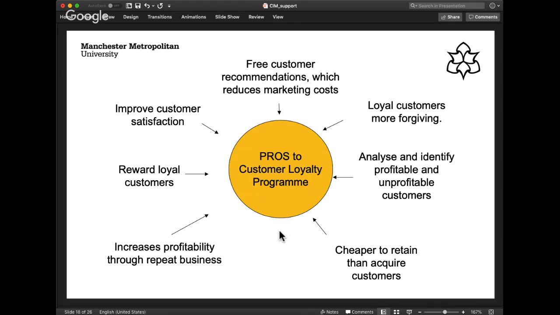And it actually helps you to identify who is unprofitable, what is the characteristics of your unprofitable customers, and also who are your most profitable customers and what are the characteristics of them. So it helps you with your ongoing marketing activities to make sure you're targeting the right person.